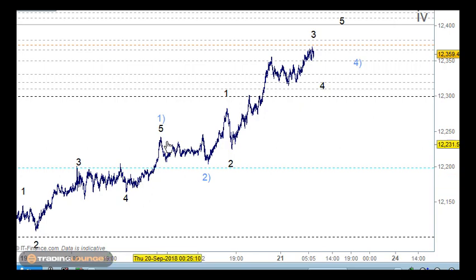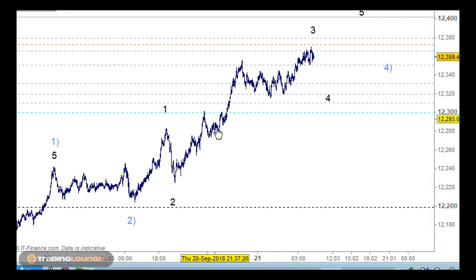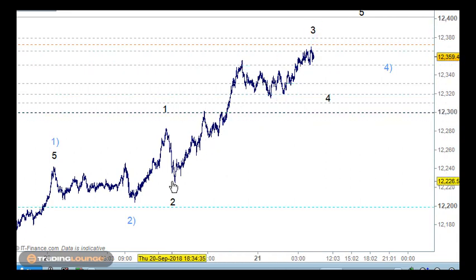So then we've got wave 1 and 2 here, and then in this structure here we've got 1, 2, 3, 4, 5, so 1 and 2 and 3 and 4 and 5 for the 3rd wave, so from wave 2 all the way up for the 3rd wave. So we're nearly finished here.